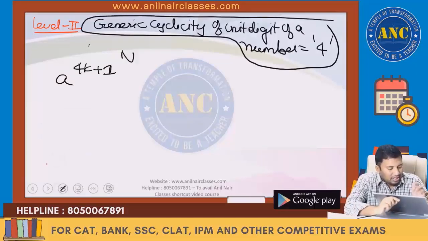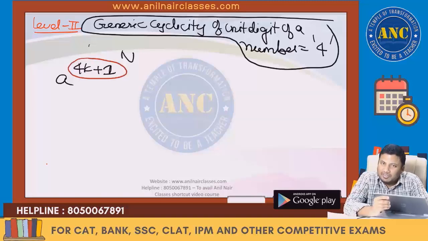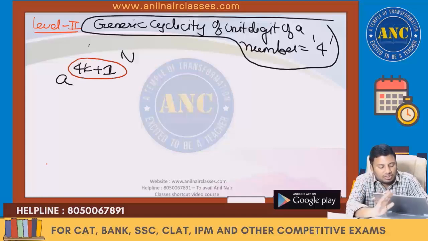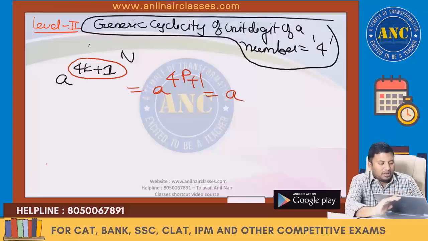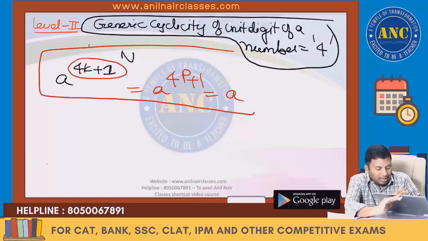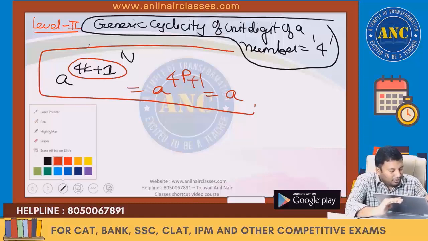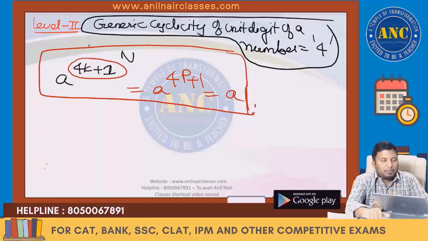Now see here. Try to divide the first power by 4. 4k is divisible by 4. What is remaining? 1. 1 power any number when you divide by 4, what is the remainder you get? 4p plus 1. a power 4p plus 1 is a. Please write down this. a power 4k plus 1 power n.